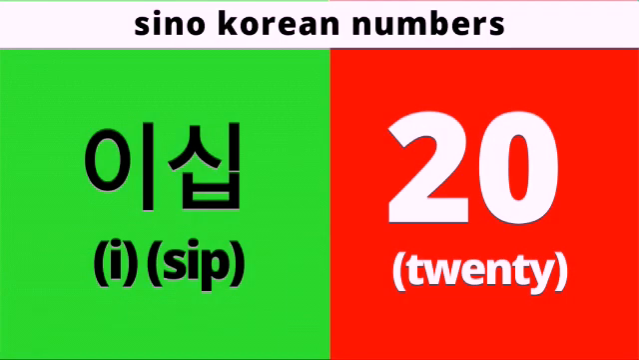Next is 20, and the Sino-Korean version of this is i ship. I means 2 and ship means 10. So it's the same as saying 2 sets of 10, and that is equal to 20.